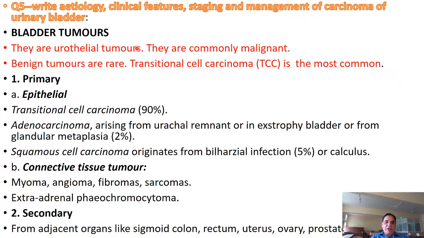That means communication of the bladder to the umbilicus. That cord, the urogenital cord, can also give rise to malignancy. So benign tumors are rare and the commonest type of carcinoma is TCC, that is transitional cell carcinoma, most common in the bladder. And what about the kidney? It is RCC. It is TCC for bladder, RCC for hypernephroma, that means renal malignancy.